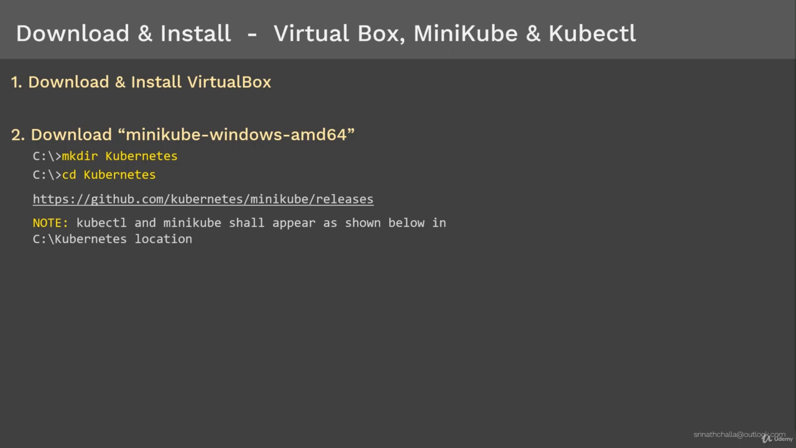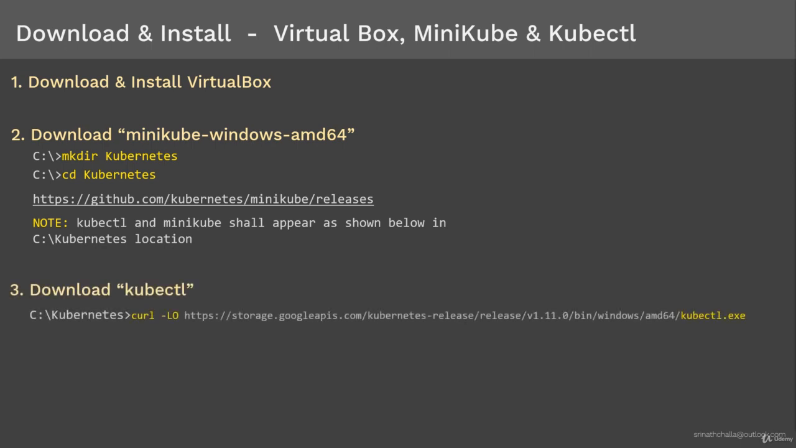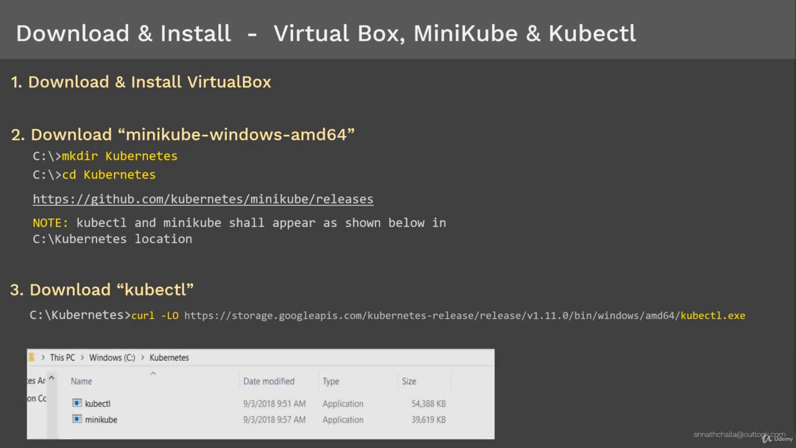So to make it easy, you can rename this Minikube Windows AMD64 as just Minikube for a comfortable purpose. Now we have one last thing to download, and that is kubectl. We can use the curl command to download the kubectl executable to the Kubernetes directory as shown here. So you have now downloaded all three executables: VirtualBox, Minikube, and kubectl.